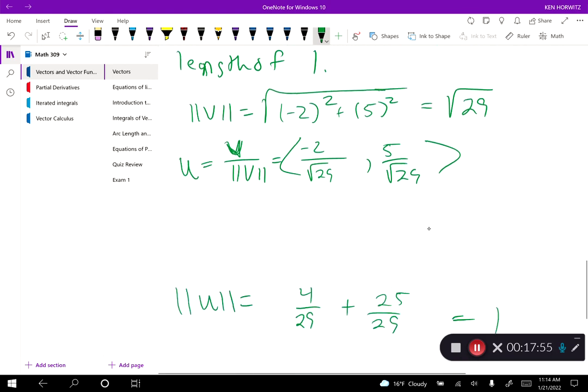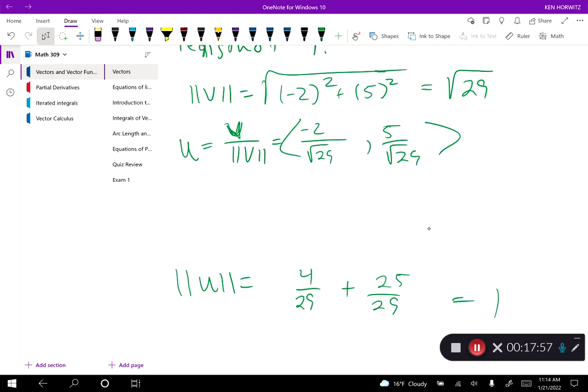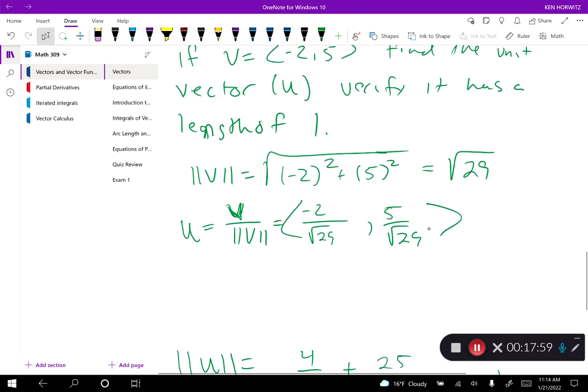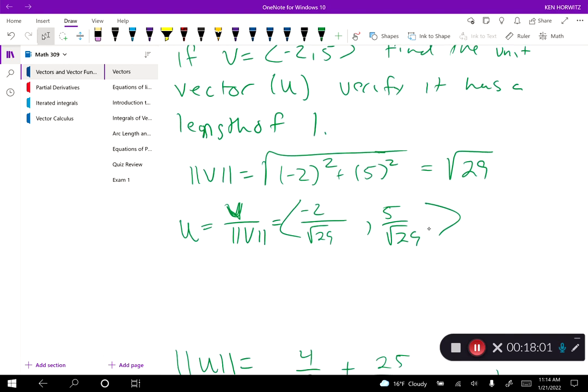There is another way you can write it. You could write it as, let's say, 1 over the square root of 29 times <-2, 5>. Excuse me, I'm going to write with my pointy brackets. You can see that they're equivalent. I kind of like writing it like this.